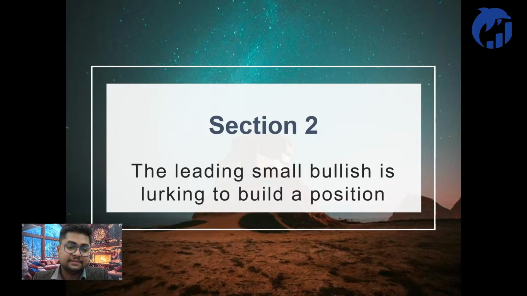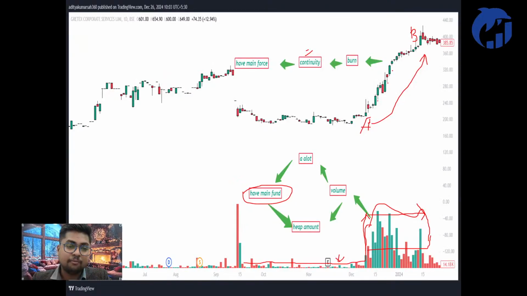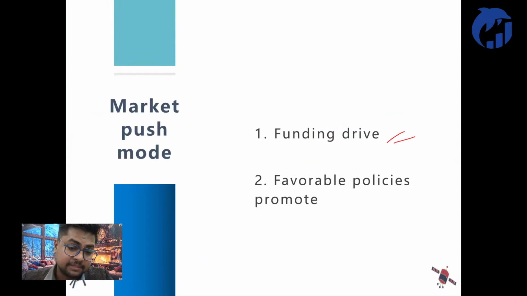So for today we have discussed the leading small bullish lurk, which is lurking to build position. We have talked about how the main force acts, and how we can identify the continuity and confirm the presence of main funds, right? And then we can look at the volume and look at the heap amount they are creating, and confirm the presence of main funds. So what is the market push move? This is the funding drive. So these are the things which we have done for today.